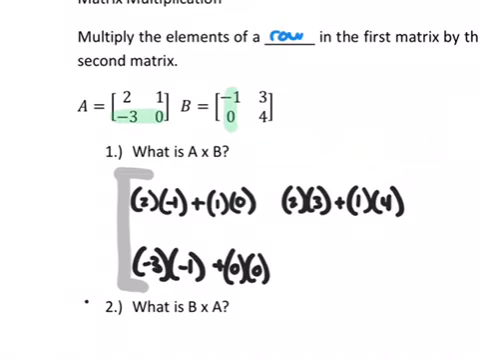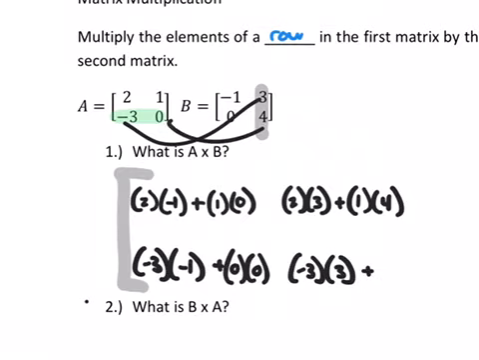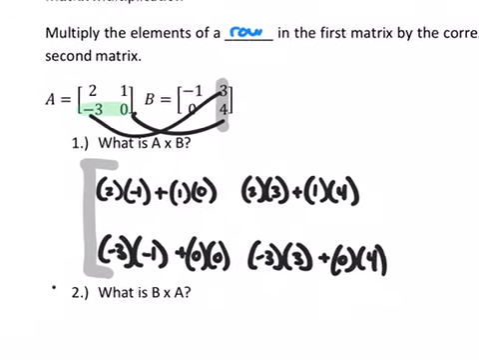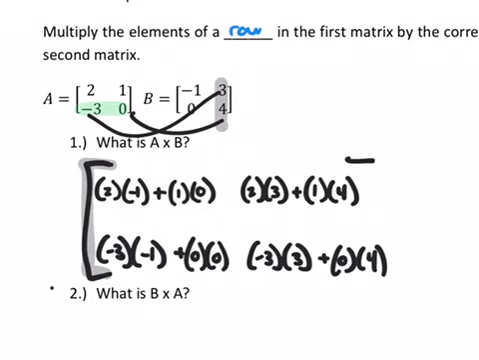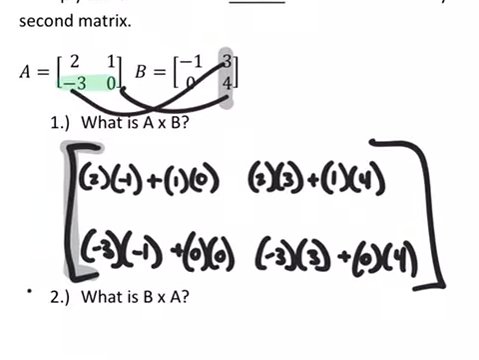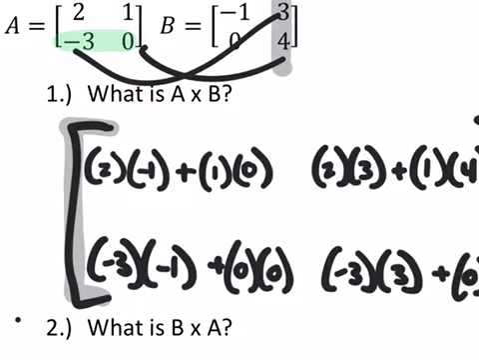The final phase of this will be keeping that same bottom row, multiplying it by that last column. So I've got a -3 times the 3 added with 0 times a 4. Now when we go back and simplify this, we're going to end up with another 2 by 2 matrix. So let me go ahead and do that for us.